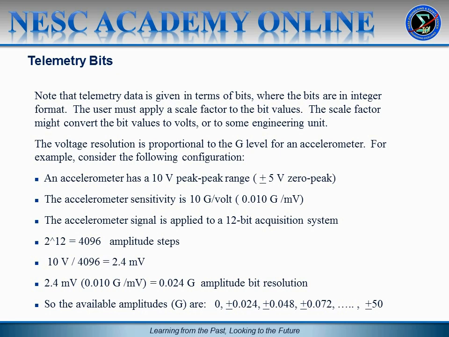The accelerometer signal is then applied, or input, to a 12-bit data acquisition system. So we have 2 to the 12th power equals 4096, and that will be the amplitude steps. We then take 10 volts and divide by 4096, and we have a 2.4 millivolt amplitude resolution. And we actually did this calculation 2 slides ago. Now we take our 2.4 millivolt value for our amplitude step, we multiply by the accelerometer scale factor, which is 0.010 Gs per millivolt, and we have a 0.024 G amplitude bit resolution.